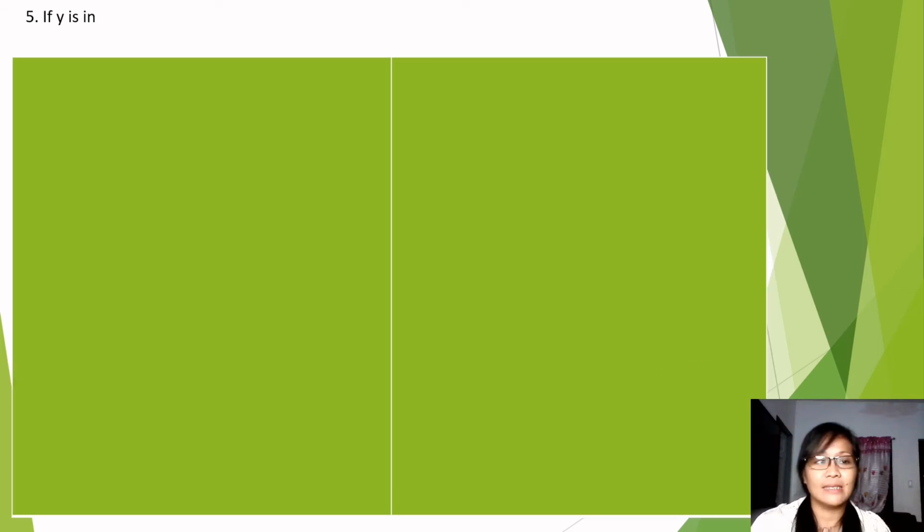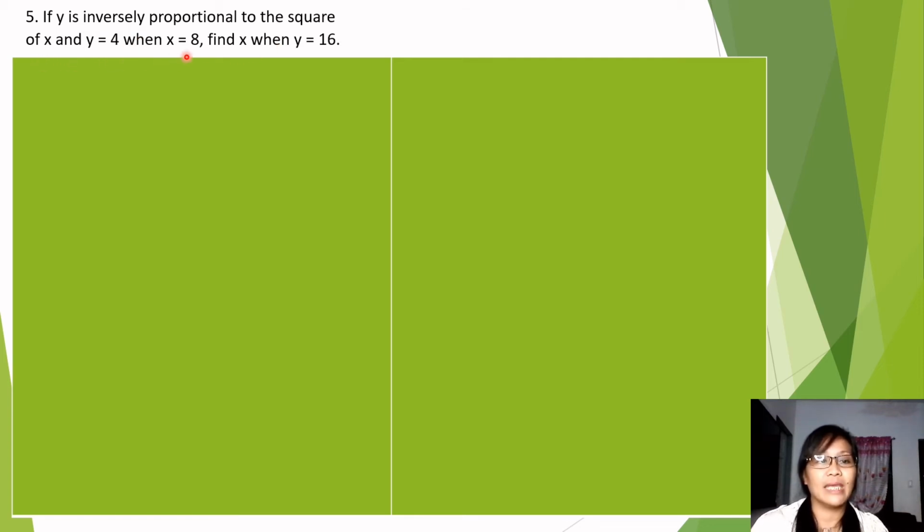Example number 5. If y is inversely proportional to the square of x and y is equal to 4 when x is equal to 8, find x when y is equal to 16. First, find the given. X sub 1 is equal to 8. X sub 2 is the unknown. Y sub 1 is equal to 4 and y sub 2 is equal to 16.